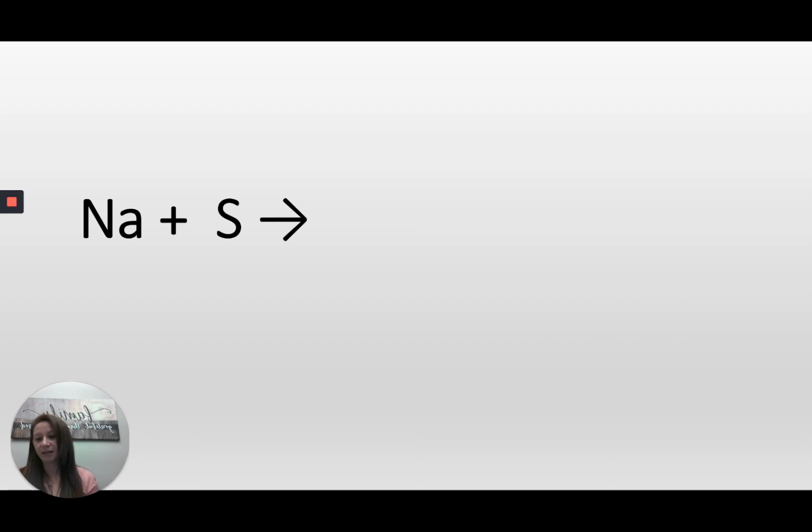So synthesis again. I'm going to make sure my charges are neutral. Na+, S2-, so Na2S. Then I'm going to balance it, so I would need 2 Nas. Let's look at the next one.